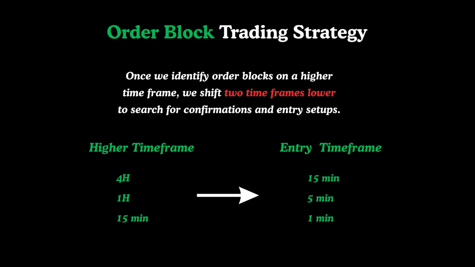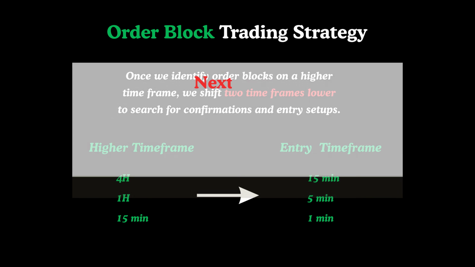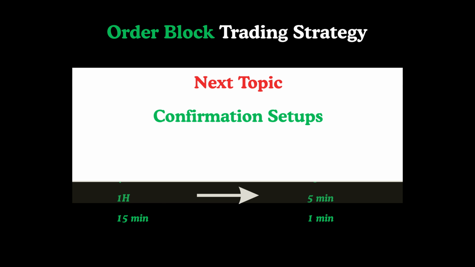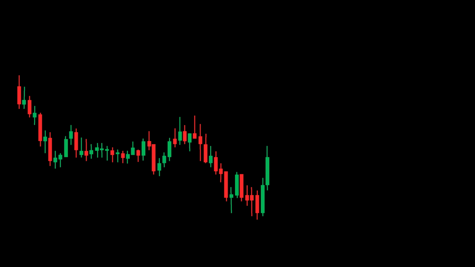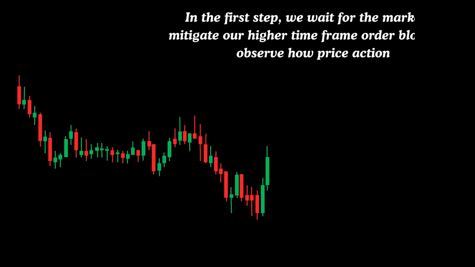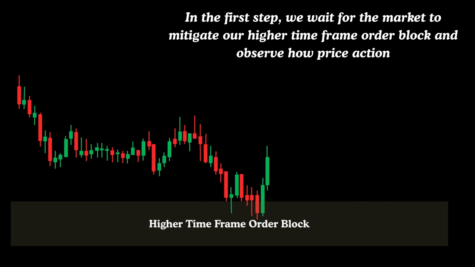A variety of price action patterns can be used to confirm trades based on order blocks. Here are some of the most commonly used patterns in our trading approach. In the first step, we wait for the market to mitigate our higher time frame order block and observe how price action unfolds. The first key signal we're looking for is a change of character, CHoCH. This indicates the short-term downtrend may be over and that price could start moving upward. Once the market shows a change of character, that's our cue to start looking for an entry.